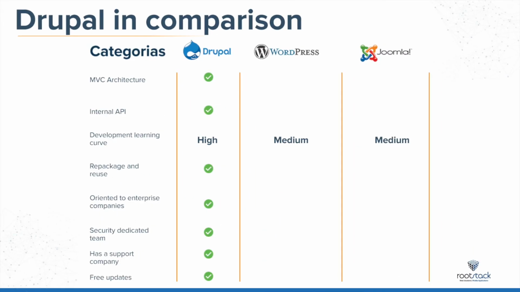Furthermore, if we compare Drupal with other open source CMS, such as WordPress or Joomla, we find that Drupal is the most flexible of them all. We can see that Drupal has an MVC architecture, it has an internal API, it has a repackage and reuse approach. It's oriented to enterprise companies, it has a dedicated security team, it's supported by a company, and it has free updates. However, when we look at the development learning curve, we see that Drupal has the highest one. But when we take into consideration all the things that Drupal brings with itself, the curve becomes more acceptable.